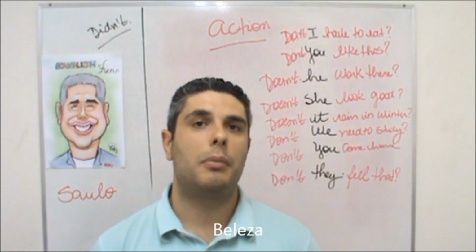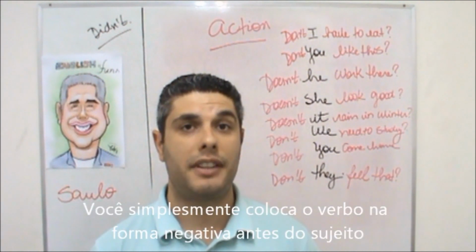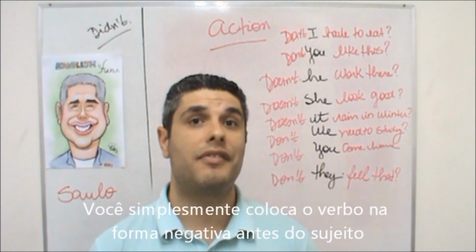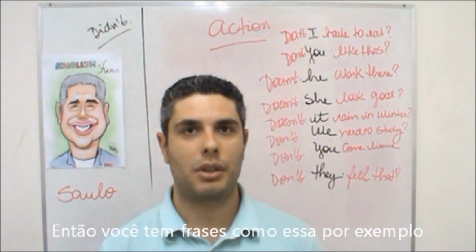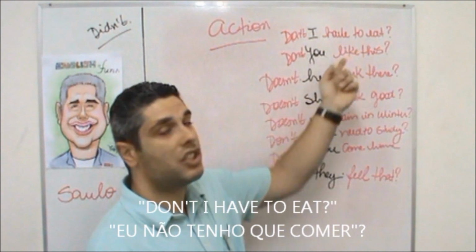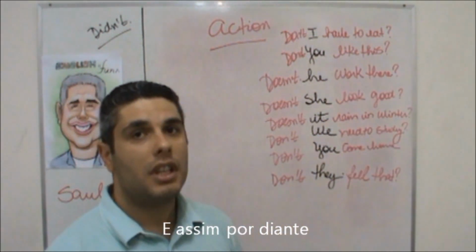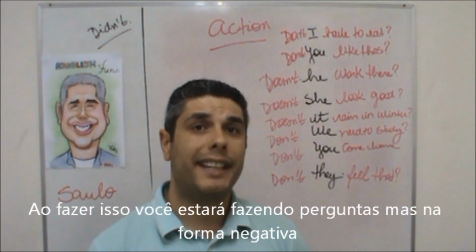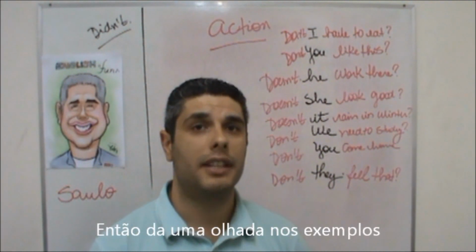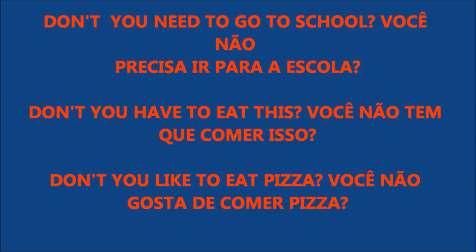Alright, and to make a negative sentence using the auxiliary verb, you simply place the verb in a negative form before the subject. So you have sentences like this, for example, don't I have to eat? Don't you like this? And so forth. By doing this, you're going to be making questions, but in a negative way. So have a look at the examples. Don't you need to go to school? Don't you have to eat this? Don't you like to eat pizza?